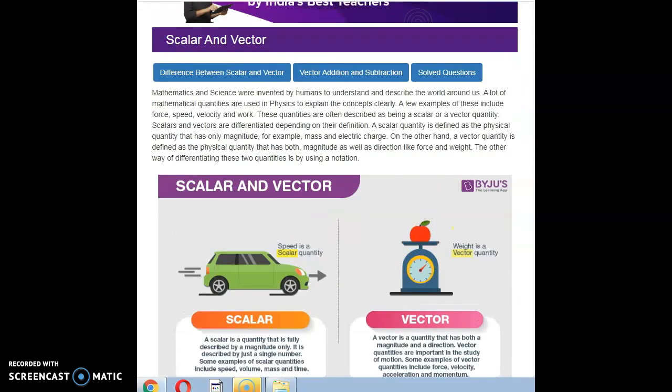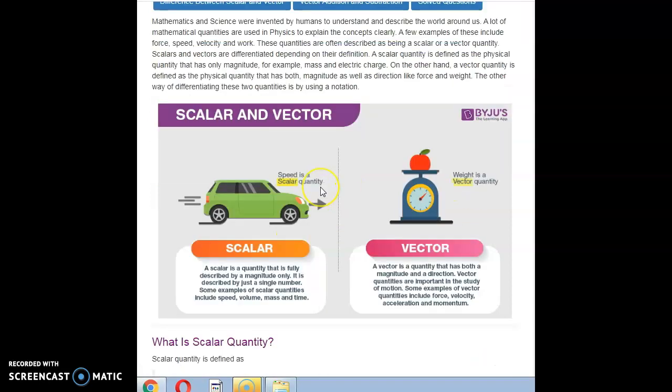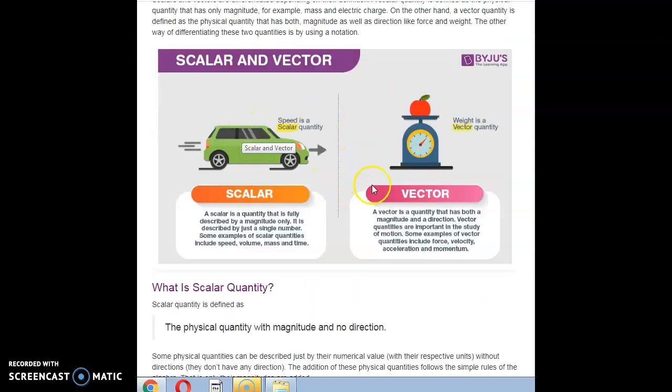Okay, so for today, pag-usapan natin ang scalar and vector. Okay, so these are topics on physics. Okay, so dito sa figure na to, makikita natin anong pagkakaiba ng scalar sa vector.